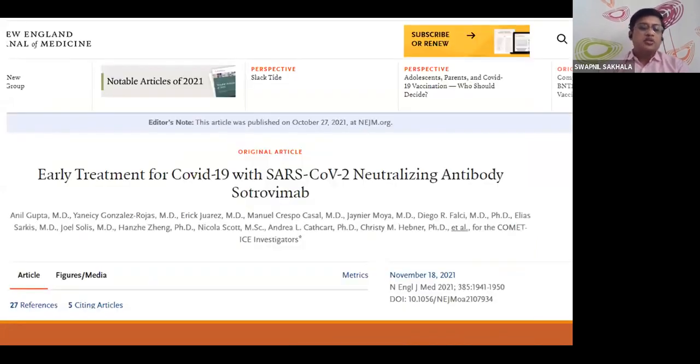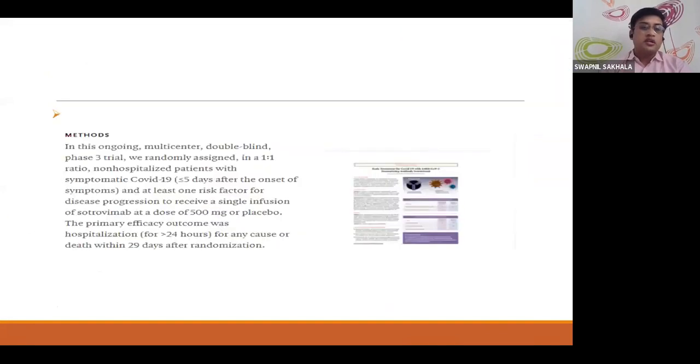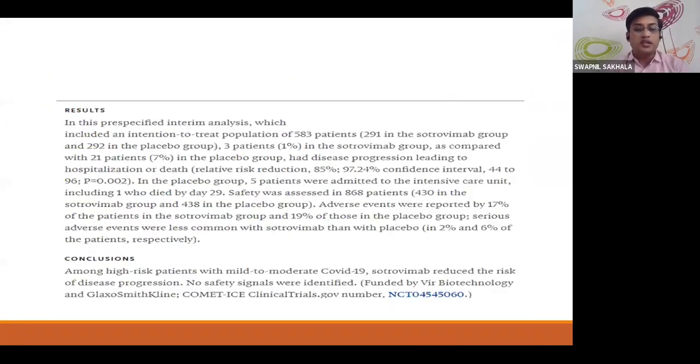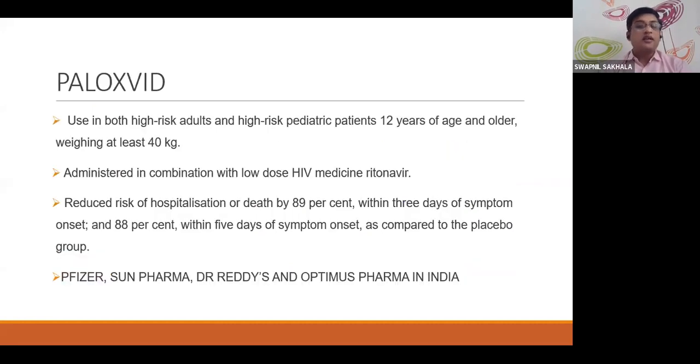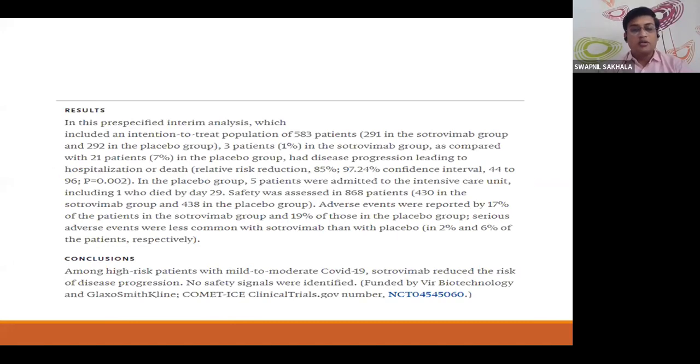As you all know, sir has mentioned that there is no role of antibody cocktail. The antibody which works in the Omicron variant is sotrovimab. The NEJM article published on November 18 reports a phase 3 trial where a 500 milligram dose of sotrovimab was used in 292 patients. Those patients who received this antibody had a reduced risk of disease progression. So this is a very wonderful drug, but it is yet to be available in India, and the cost is around 1,62,000.